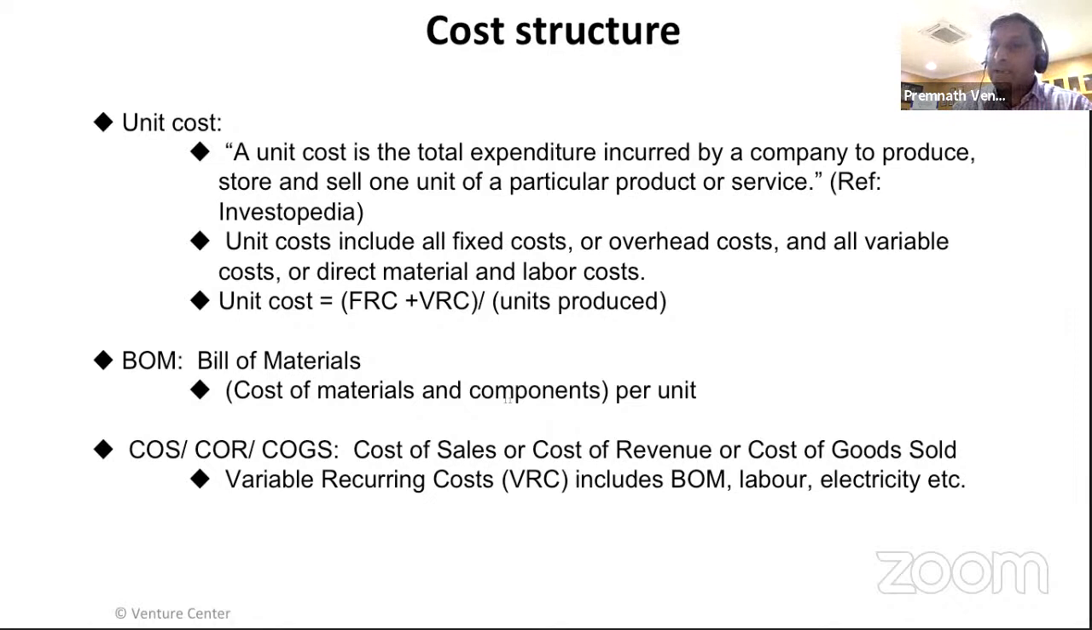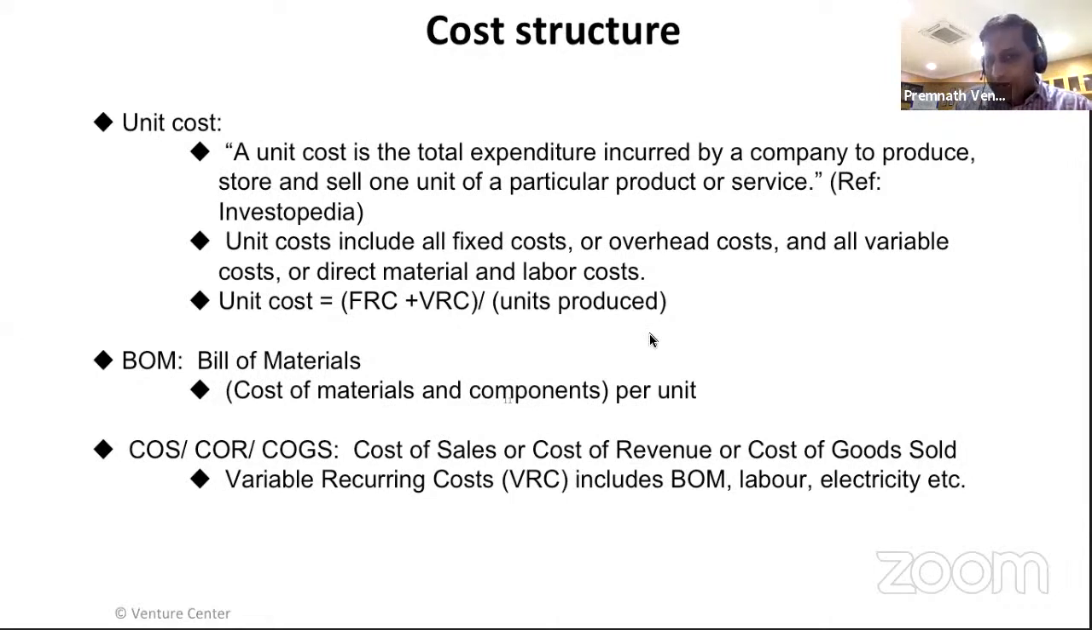Very often as startups, you'll hear people asking you, what's your BOM, right? Which is a bill of materials. And the bill of materials is essentially the cost of materials and components per unit. So it's a subset of your variable recurring cost. Understood? So your variable recurring cost consists of many things which will change depending upon how many pieces you make.